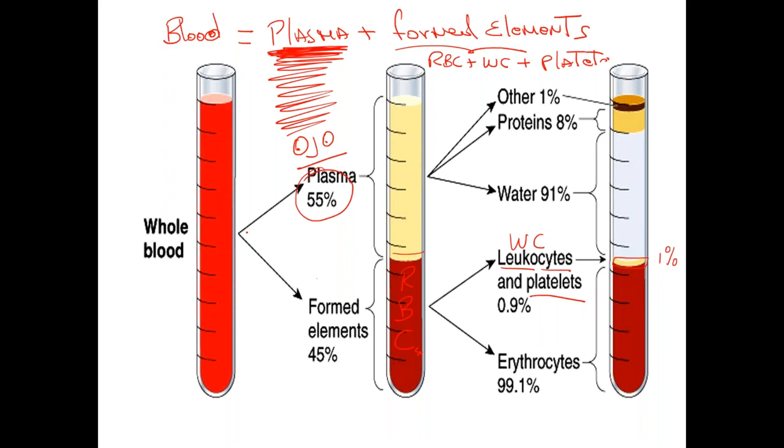What do we have in the plasma? The majority of the component is water. Please pay attention to that. What is the major component of the plasma? Water. In addition to that, in this yellow, we have fats, proteins, carbohydrates, hormones, vitamins, minerals, electrolytes, everything. But the major component of the plasma is water.